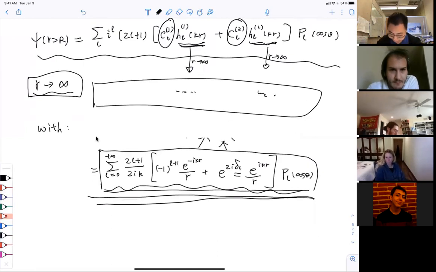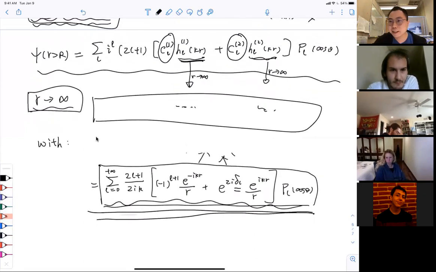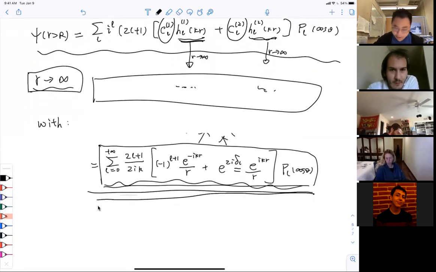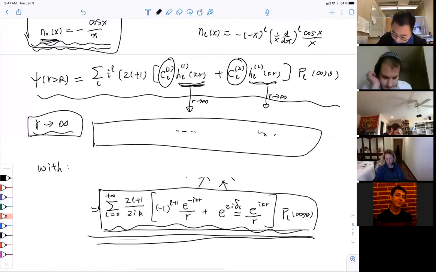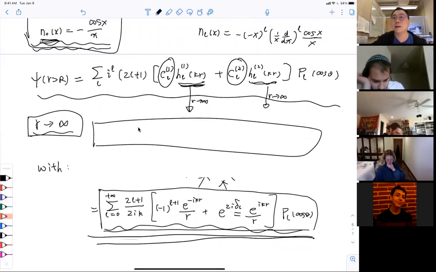Okay, so the expression we need to use here is, I'm doing some very detailed stuff, but I think it's useful.